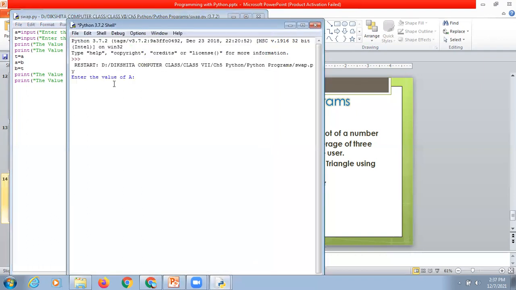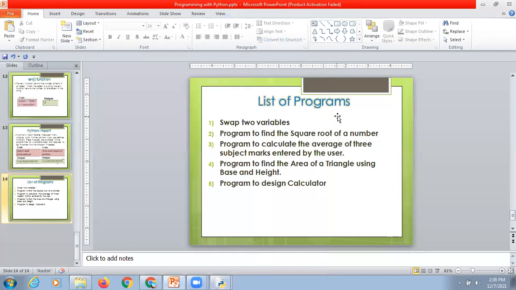Enter the value of A. Let's say I am going to enter 4. Enter the value of B, 60. The value of A before swapping is 4. B is 60. The value of A after swapping is 60 and B is 4. Clear? So this is how we can do swapping by taking values from the user.